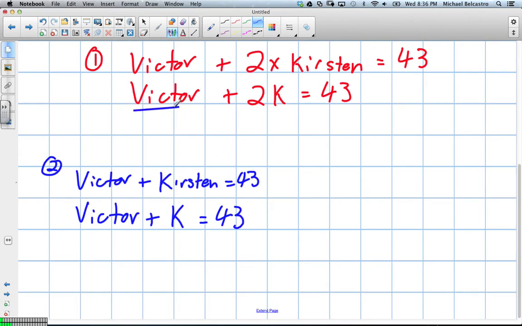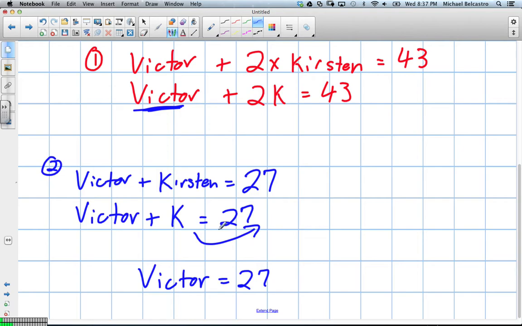Well, we need a relationship for Victor. So we're going to move K to the other side. Sorry, it wasn't 43. It was what number? 27. That's right. Good. So I need to get Victor by itself, which means I do what with K? Bring it over to this side. Yeah, and when I bring it over, what will it become? Minus K. Yeah, minus K. So Victor's age can be known as 27 minus K.